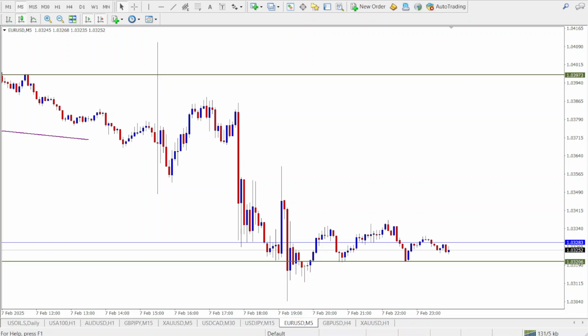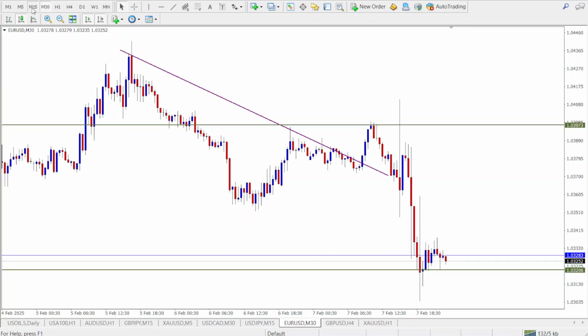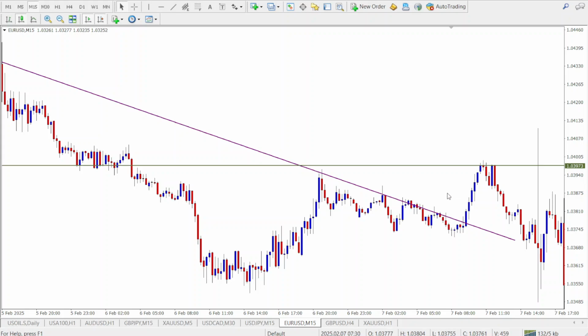Okay? Now, one of the biggest mistakes traders make is entering a trade based on a lower time frame without checking the higher time frames. This can lead to fakeouts and bad trades. Here's an example. Imagine you see a breakout on the 15-minute chart. For example, let's say this, a breakout on the 15-minute chart, and you decide to enter a buy. Let's say you decide to enter a buy around here.